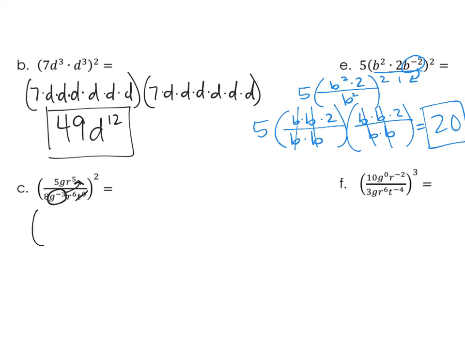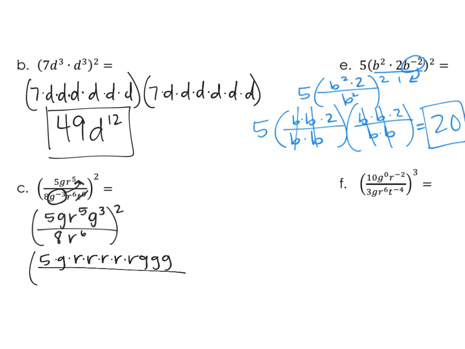So on top, we have a 5, a g, an r to the 5th, and now we have g to the positive 3 on top. And on bottom, we have an 8 and an r to the 6th, and nothing else. Everything canceled or moved. And that whole set of parentheses is squared. So let's write this all out. We have a 5 with a g, 5 r's, and 3 g's, divided by an 8 with 6 r's on bottom. And that is happening 2 times.